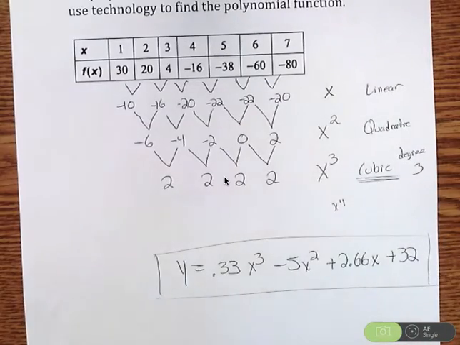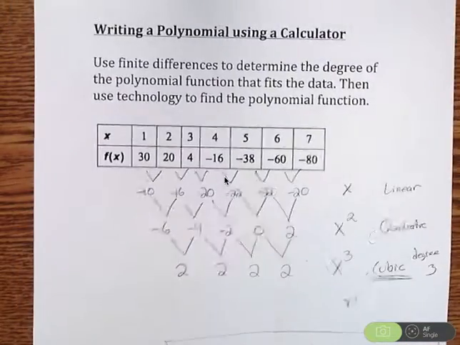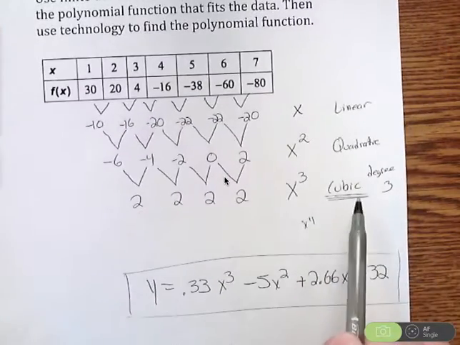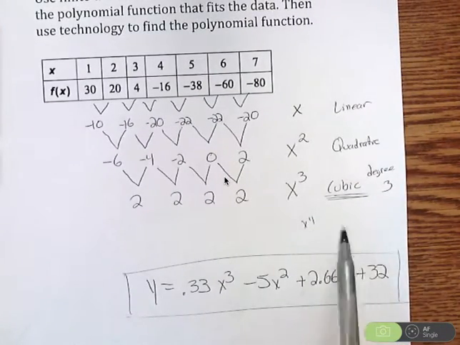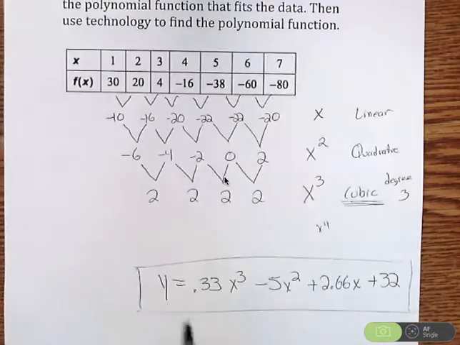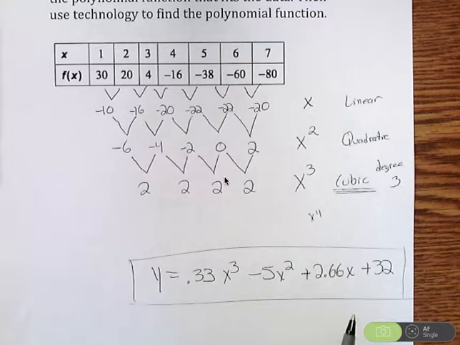So now I have that, and that is writing a polynomial using a calculator. So you have to start with finite differences, because sometimes you'll get a cubic degree, sometimes you'll get the quartic, x to the 4th. So you've got to figure out which one to use when you go to the calculator, and then you just copy the information down from your calculator.